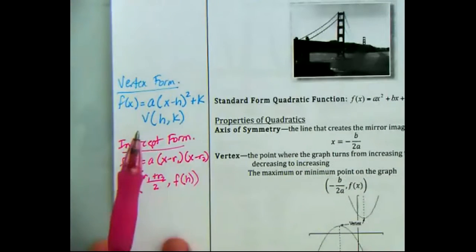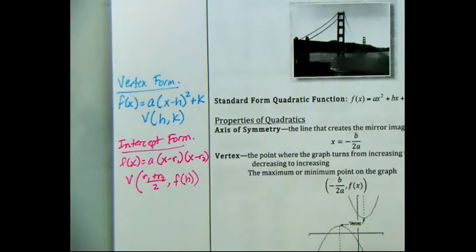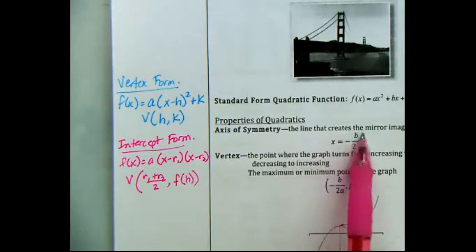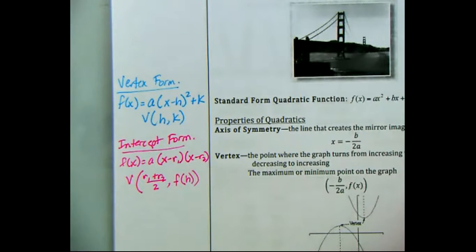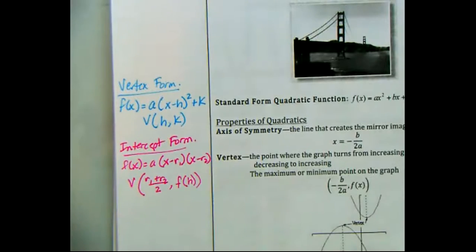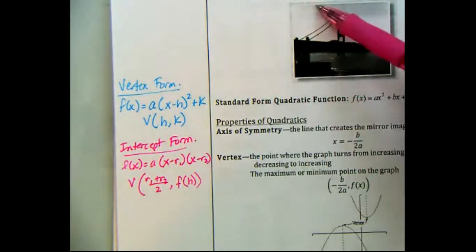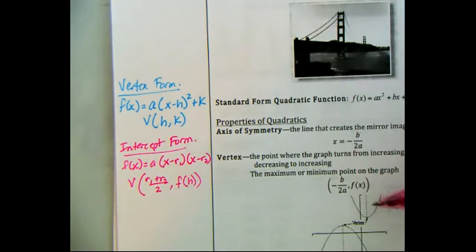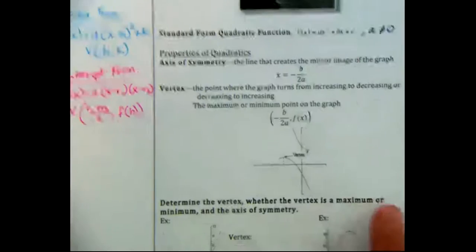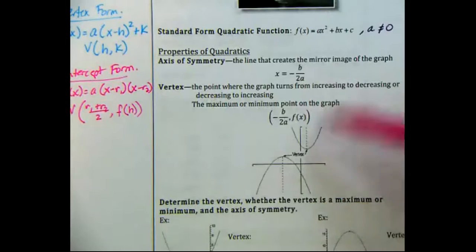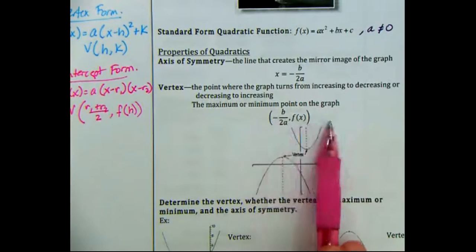Here, I'll move this over just in case anyone is still writing that. But if you remember our axis of symmetry in standard form, our axis of symmetry is that line that creates the mirror image of the graph, right? So our axis of symmetry goes right down the middle of our parabola, or our quadratic function, and it creates a mirror image of our parabola.